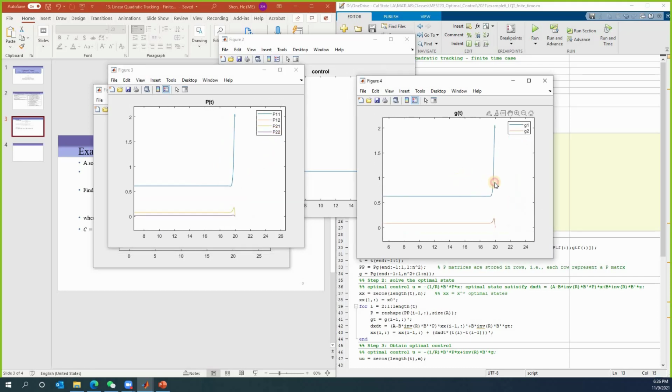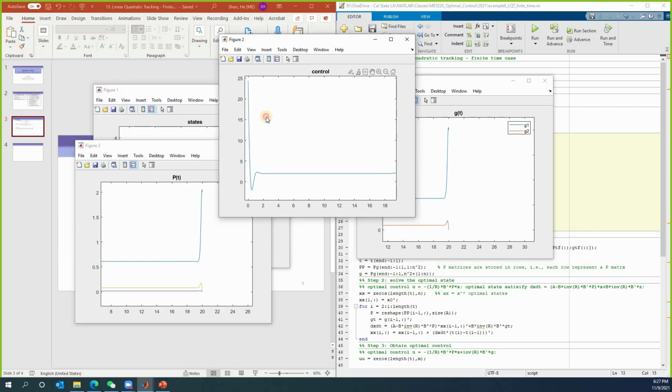And similarly in G, you can see for a long time from 0 to 19 seconds, it's constant until the end. So this is the control. Toward the end, because both P and G changed, this control also changed.